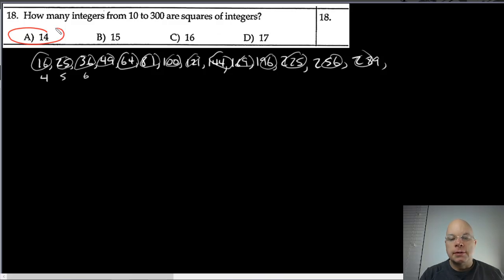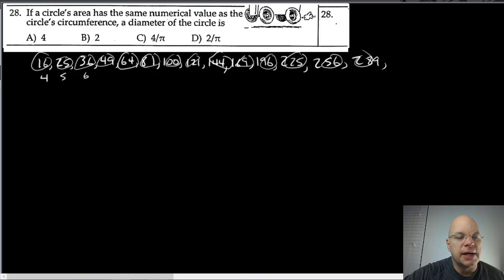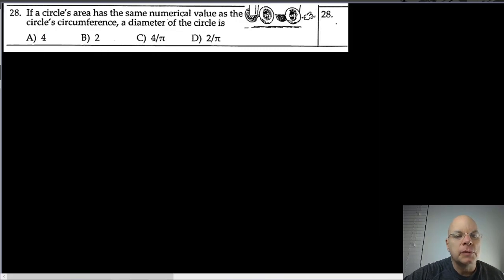Yes. Okay, problem number 28. If a circle's area has the same numerical value as the circle's circumference, the diameter of the circle is, and we have these answer choices. So the thing you need to know on this problem are the formulas for circumference. Circumference equals pi times diameter. And area equals pi r squared.